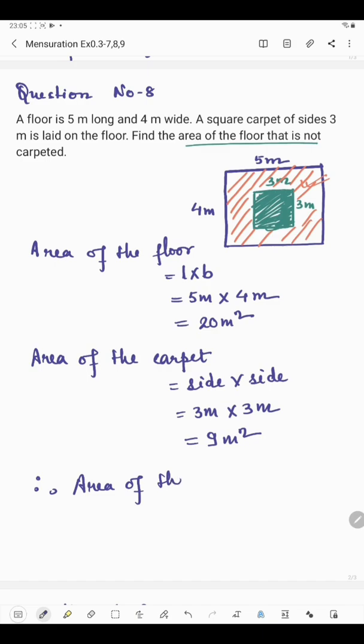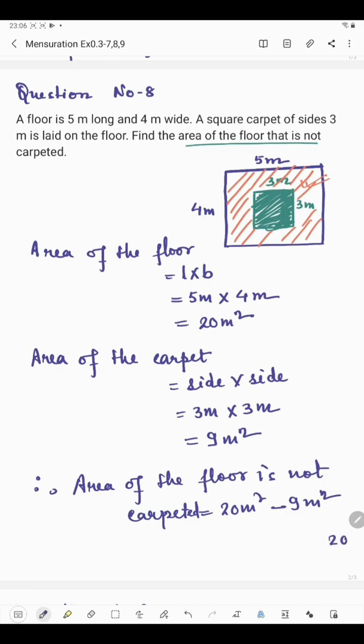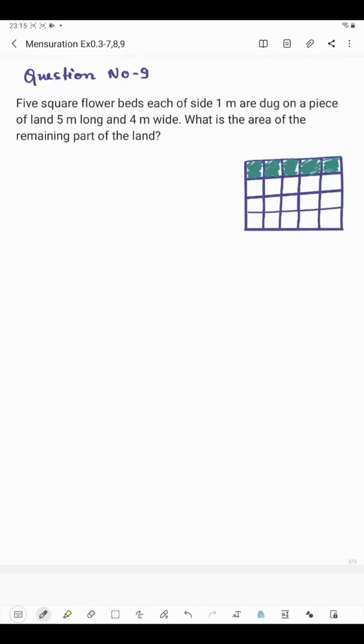Area of the floor which is not carpeted is 20 meter square minus 9 meter square. So 20 minus 9, 10 minus 9 is 1. So it will be 11. So 11 meter square is the area which is not carpeted.